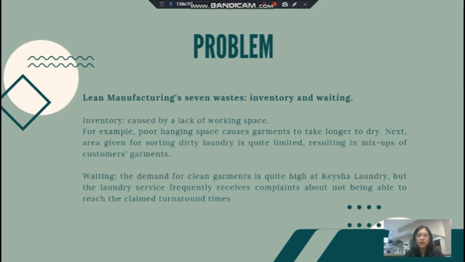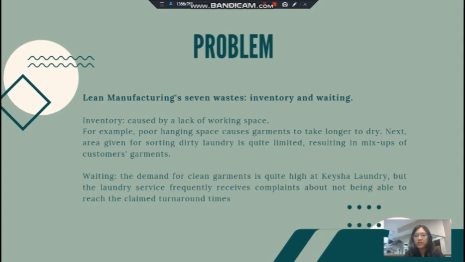The next is about the problem that we are having in Keisha Laundry. When seen through the viewpoint of lean manufacturing's seven wastes, Keisha Laundry's primary difficulties are inventory and waiting. The inventory problem is caused by a lack of working space. For example, poor hanging space causes garments to take longer to dry, making it difficult to manage a high volume of express laundry orders.